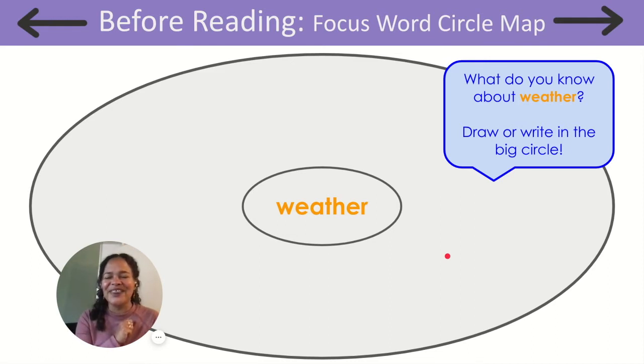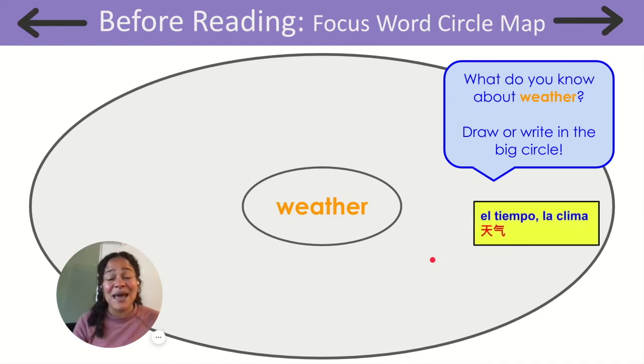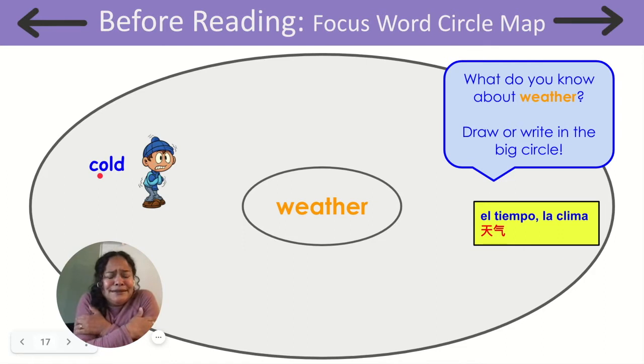Let's start off with, how do we say weather in Spanish? In Spanish, we say el tiempo or la clima. And can you help me in Chinese? That's right, friends, we say xian shi. And what else do we know about the weather? We could say, sometimes the weather is cold. What else do we know about the weather?